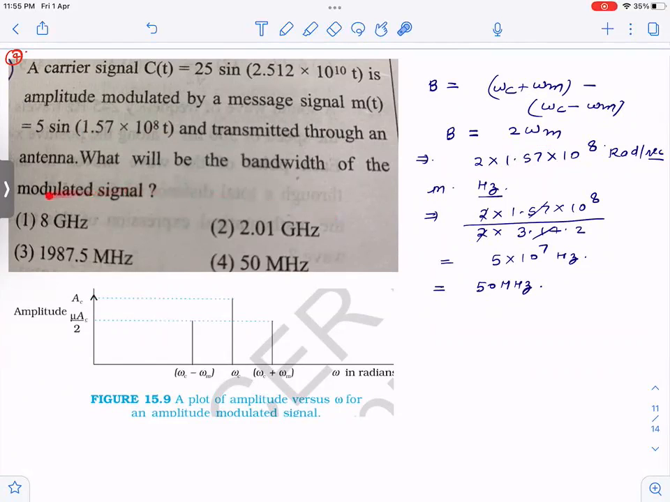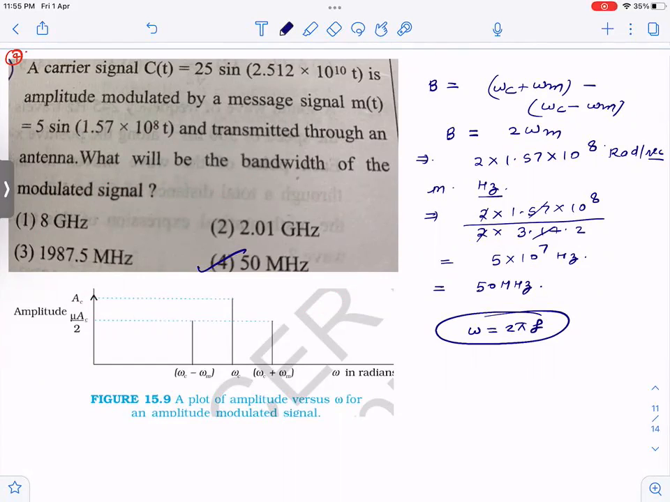But if you see, options are given in hertz, right? Some other unit of hertz. So if options are given in hertz, how do you convert radian to hertz? Omega is equal to 2 pi f, right? So that is why I have divided here by 2 pi. This is 1.57. So we can take the value of pi as 3.14. And then if we solve, we get 50 megahertz, right? So this is the correct answer.